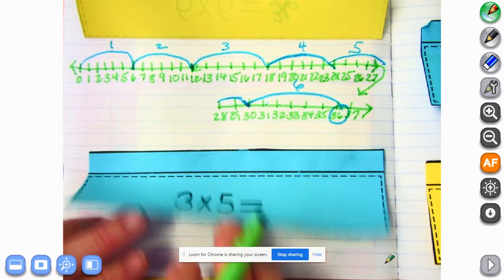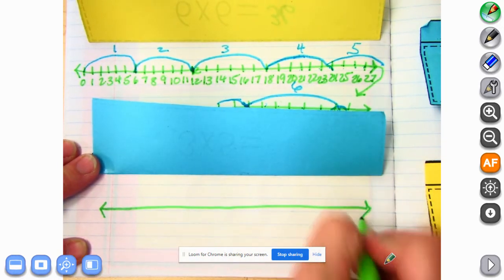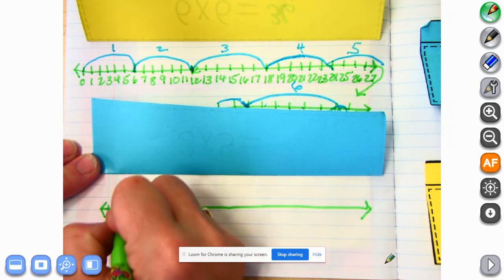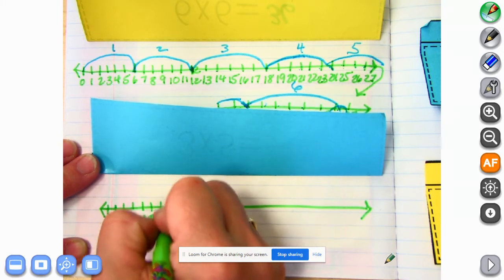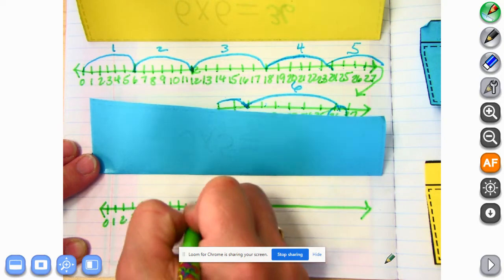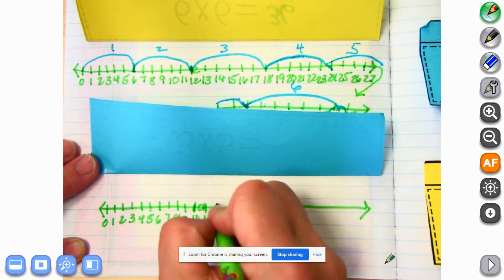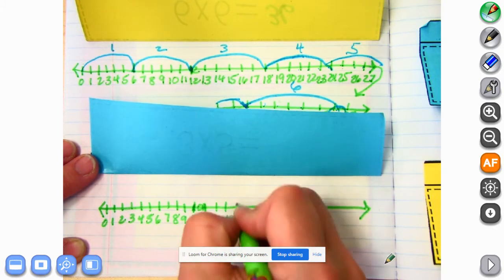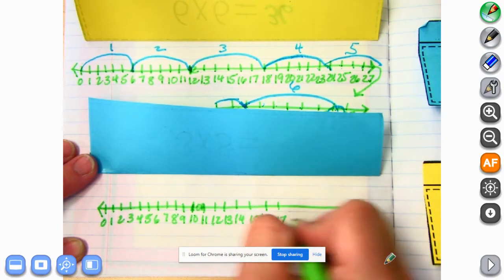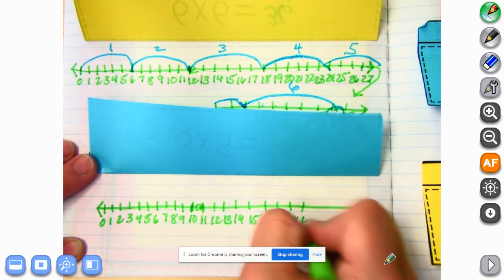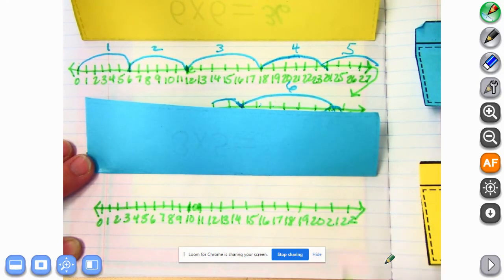All right, 3 groups of 5. Zero, 1, 2, 3, 4, 5, 6, 7, 8, 9, 10. Oh, I did it again, guys. Look at that. 11, 12, 13, 14, 15, 16, 17, 18, 19, 20, 21, 22. It looks like that's as far as I can go.